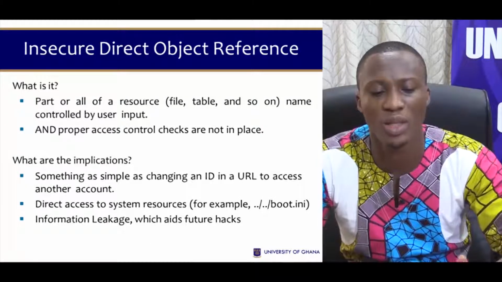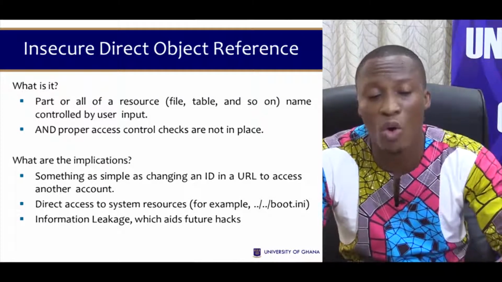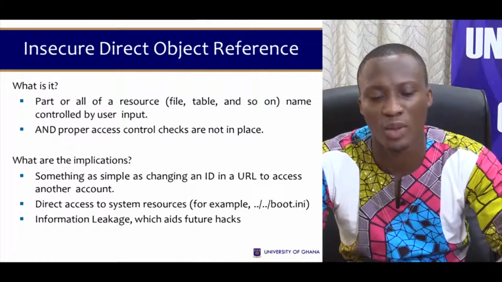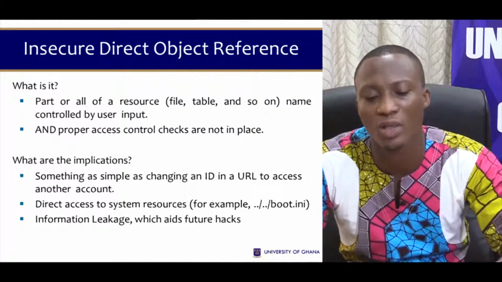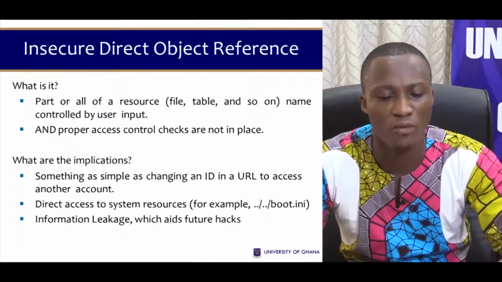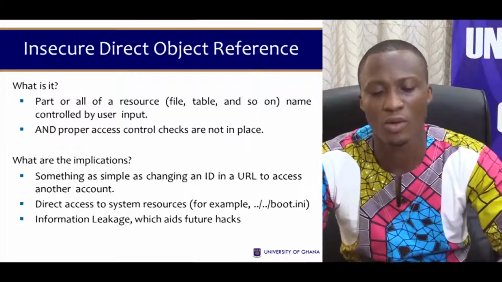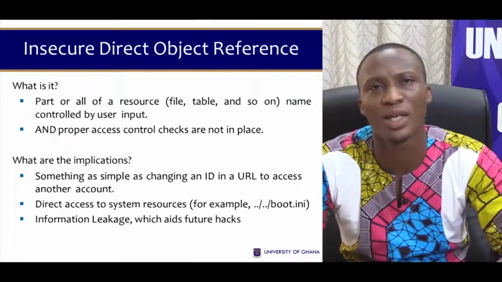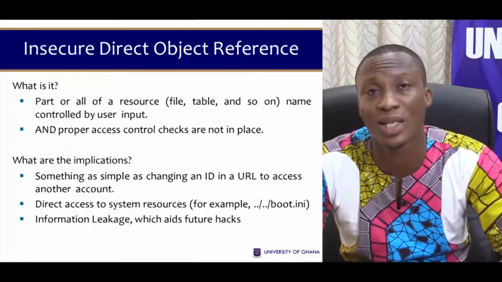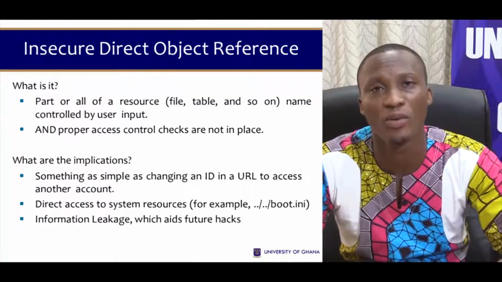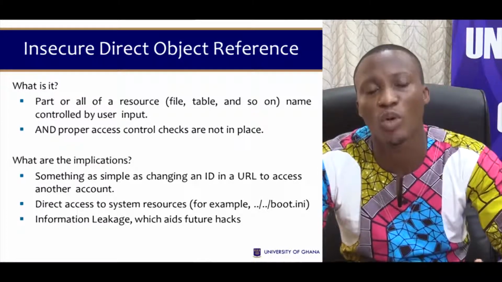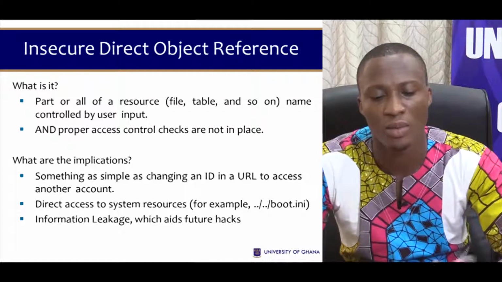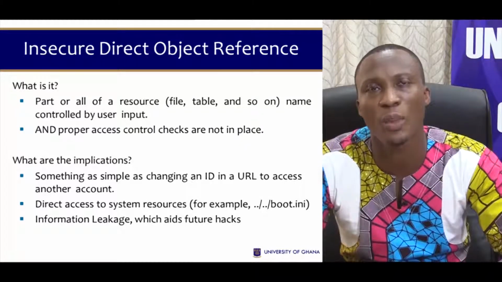Now, what is insecure direct object reference? Part or all of a resource name is controlled by user input. So we are talking about the file, table structure, and what have you, and proper access control checks are not in place. What happens is that a user or an attacker gets access to a system file, which gives the path to most of the resources in a user's site or web application.